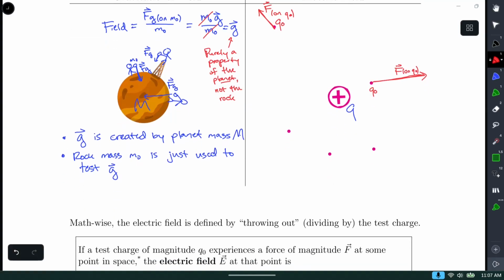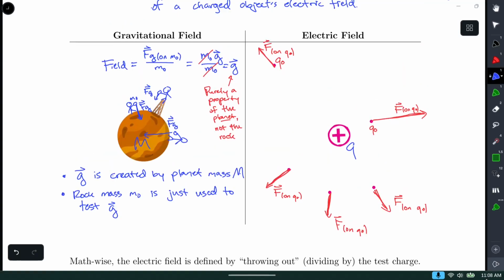And I just keep doing that at different points to gauge things about this charge in the middle. I may find a different direction and a different size for the force over here, and then over here, and then over here. And I just keep doing this at different places, and I'm sort of cataloging something about that big charge in the middle. And I'm going to take that information and use it to define what I call the electric field of the big charge. So yes, I'm using the little test charge, the Q0, to measure this thing, but I'm getting at something that's strictly a property of the big charge in the middle.